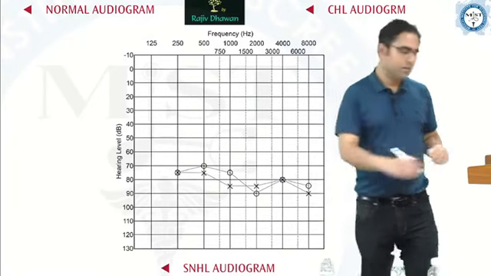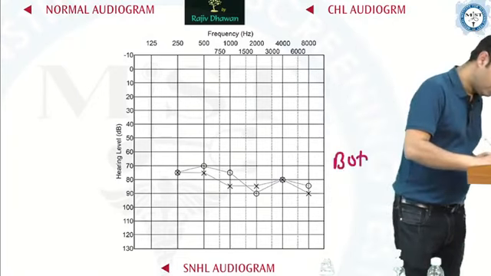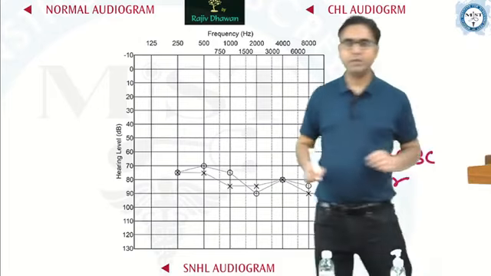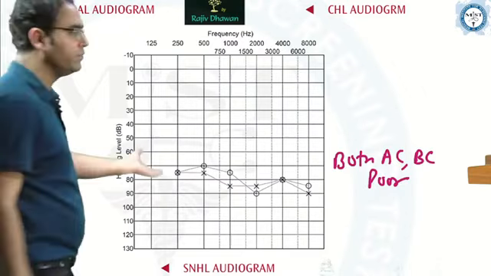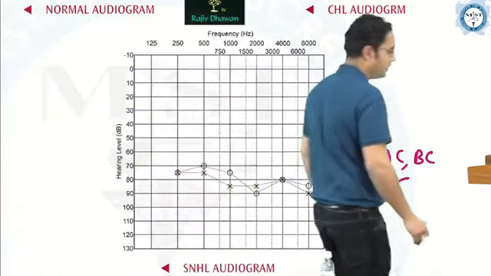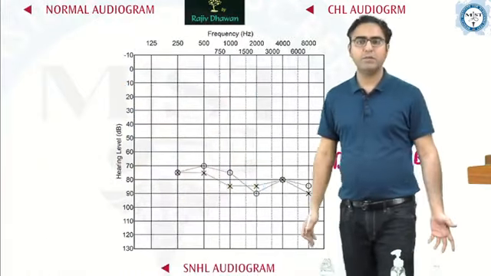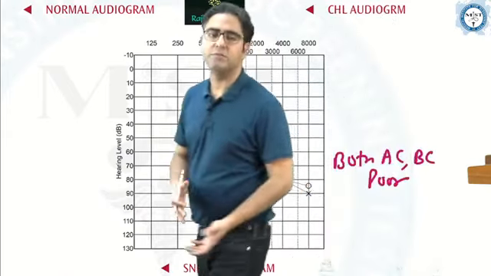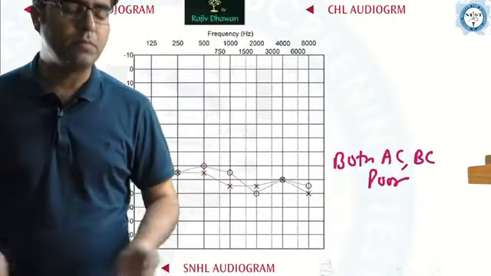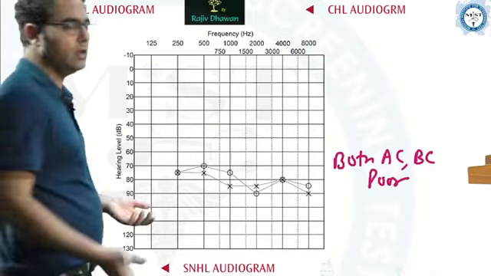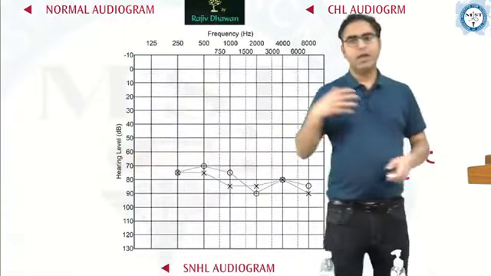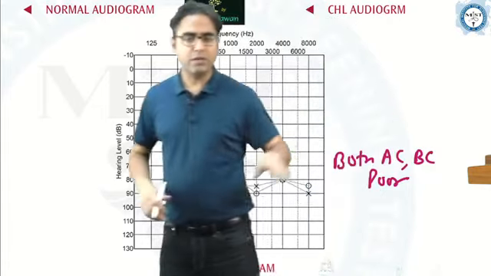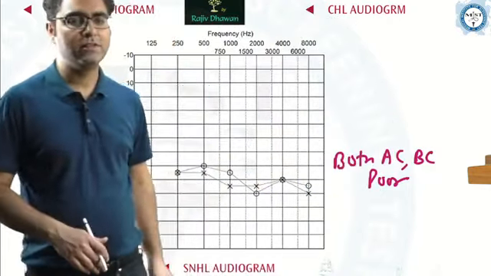SNHL. In SNHL, both AC and BC are poor, beta. Poor means both are below 25. Of course, it is visible. In SNHL, both AC and BC are poor. It's not rocket science, beta. Audiometry is very simple. If there is an AB gap, it is CHL. Both poor is SNHL. Once again, AB gap, conductive hearing loss. Both AC and BC poor, SNHL.